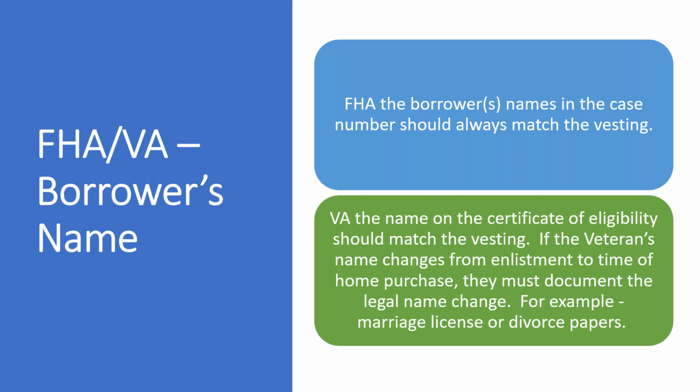FHA and VA borrowers. Now, I am aware that these are ordered through the appraisal department. However, you are the one providing the information on how to request them. So on FHA, the borrower's names in the case should always match the vesting. On VAs, the name on the certificate of eligibility should match the vesting.